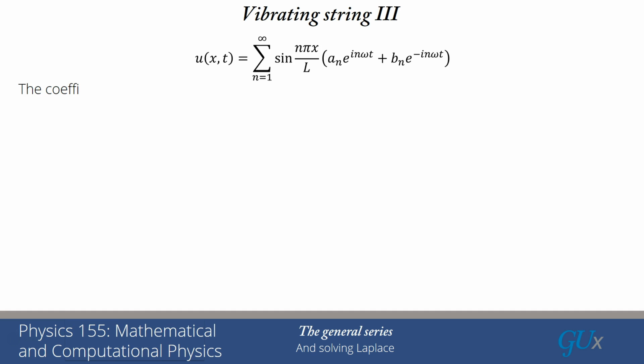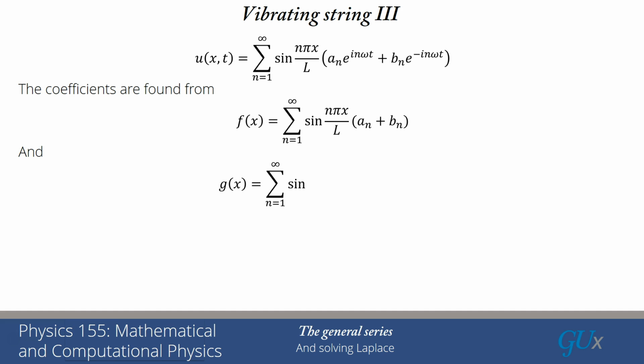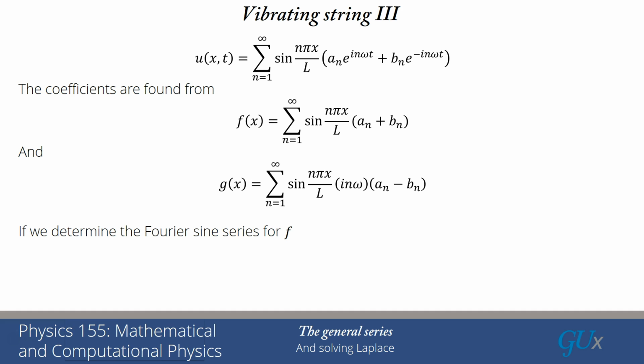Okay, so f of x is of course going to equal the sum from n equals 1 to infinity of a n plus b n times sine n pi x over L. And g of x is going to equal that sum times i n omega times a n minus b n. And we have to determine the Fourier sine series of f of x and g of x in order to solve these equations.